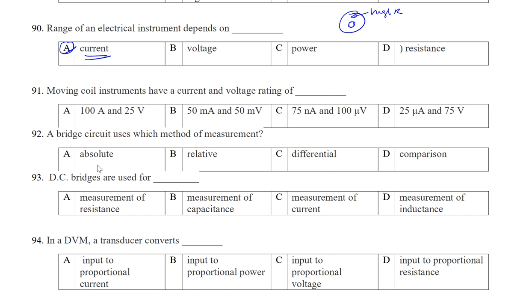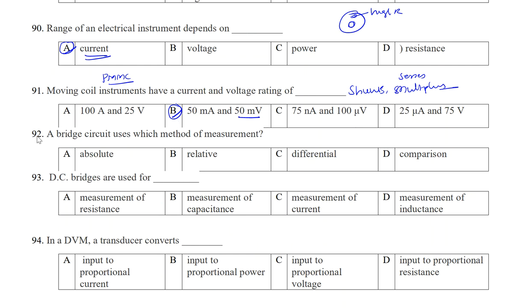Next one. Moving coil instruments have a current and a voltage rating of. Generally moving coil instruments, PMMC instruments, permanent magnet moving coil instruments, can be used up to 50 milliamperes and up to 50 millivolts. But if you want to extend the range of this instrument, you can use the shunts as well as multipliers. We can use series and shunt multipliers to extend the range of this instrument here.